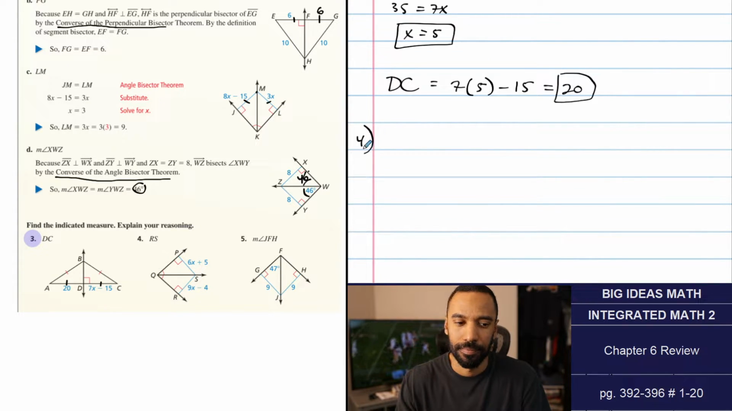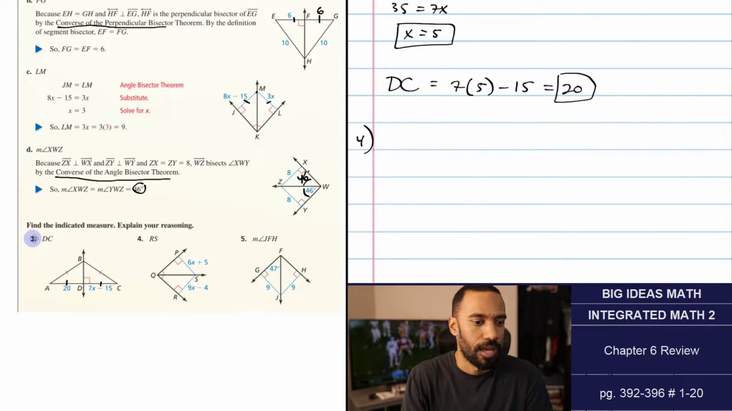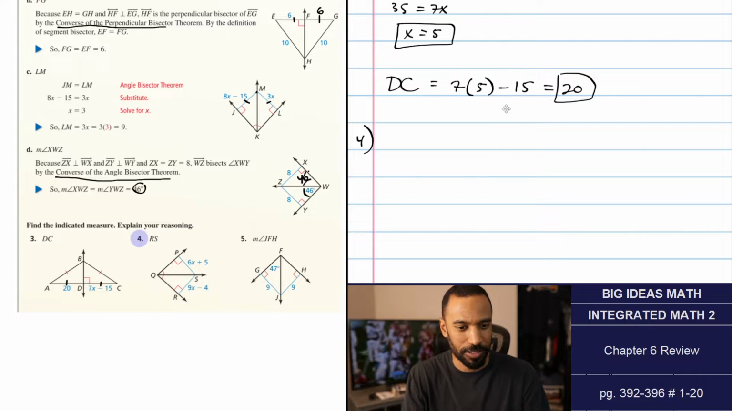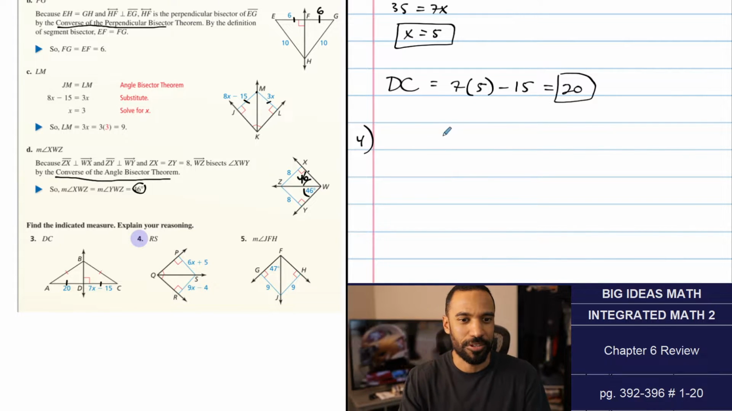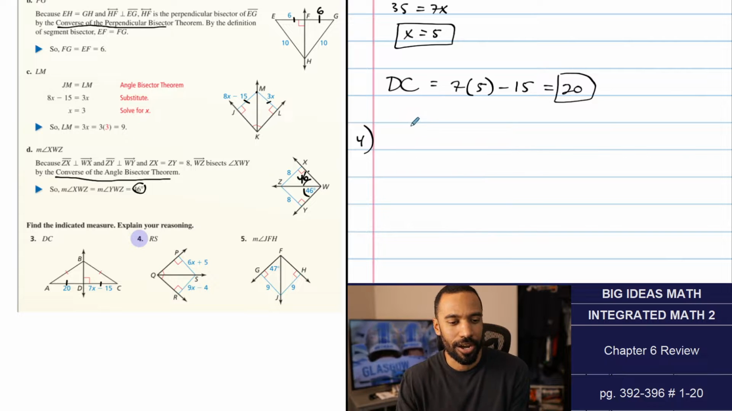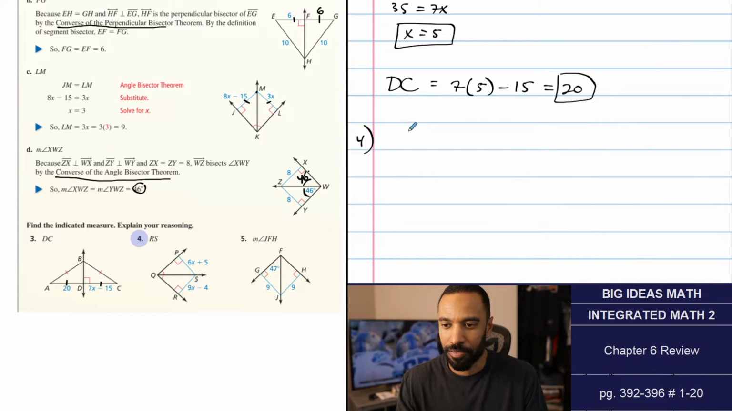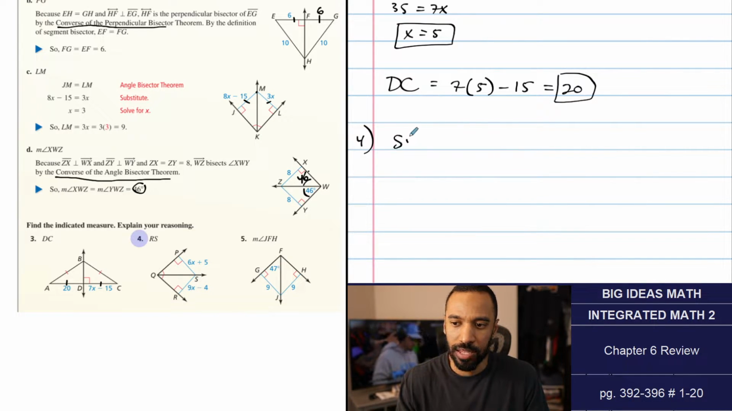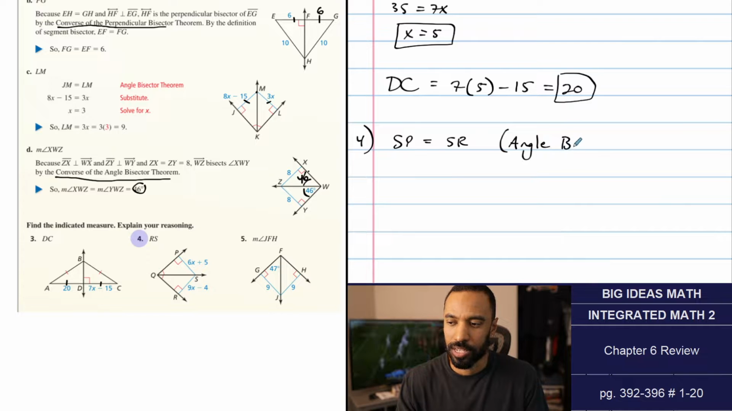Number 4. Let me move this here. Let's find the length of RS. And first, let's make sure that we have to do something. It looks like we do. We're going to use the angle bisector theorem here, the same way that part C used the angle bisector theorem. S is equidistant to points P and R on the sides of the bigger angle. So SP is the same length as SR by the angle bisector theorem.